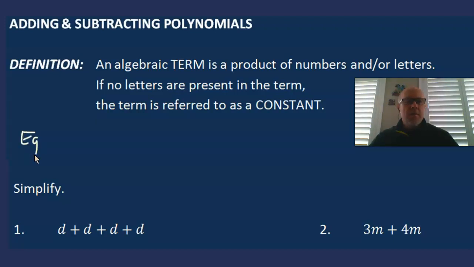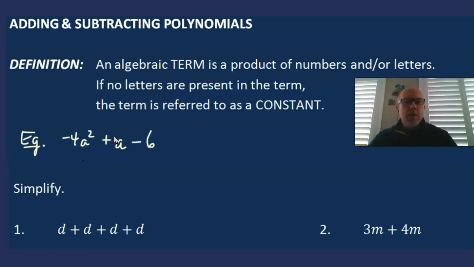As an example, negative 4a squared plus a minus 6. This is a group of three terms that are all connected together by addition and subtraction. The first term, which is negative 4a squared, is defined as a term because you have a number, which is negative 4, multiplied by letters, which is a squared, or in long form, it's a times a. So that's one term, and it's connected to the second term by addition.